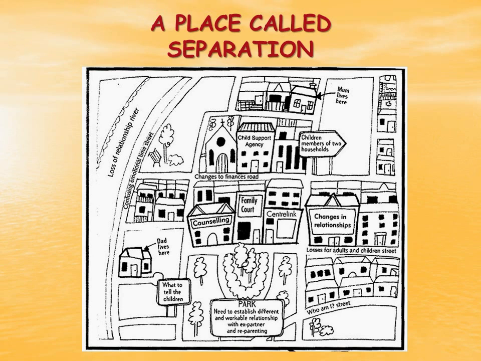In a place called separation, shown here on slide 5, you will see some of the considerations couples have to make when separating, including what and when to tell the children, how to build a different and workable relationship with the ex, where they will live, how they will manage community support services including counselling, Centrelink and the family court, and most importantly, how they will now manage the children in 2 different households.